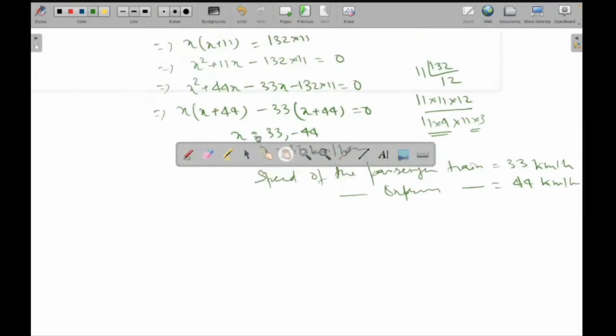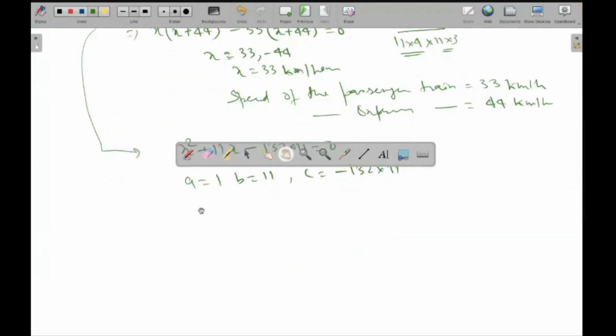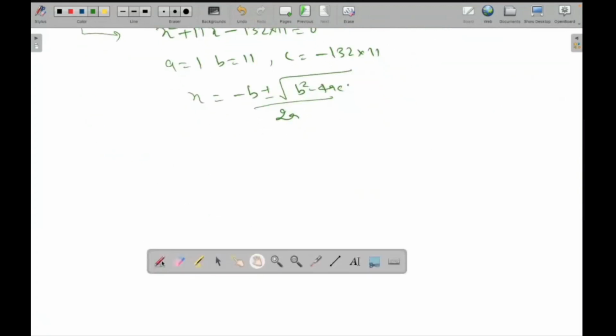You could have also used the formula from here. If you can't see the factors right away, you can just write it as x square plus 11x minus 132 into 11. In this case, I know that A is 1, B is 11, and C is minus 132 into 11. That being the case, I can make use of the formula, which is minus B plus minus square root of B square minus 4AC divided by 2A. So the formula here would be minus 11 plus minus square root of 11 square minus 4 into 1 into minus 132 into 11.